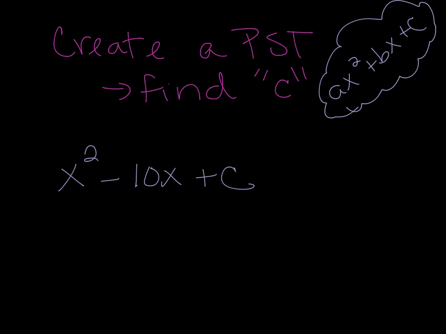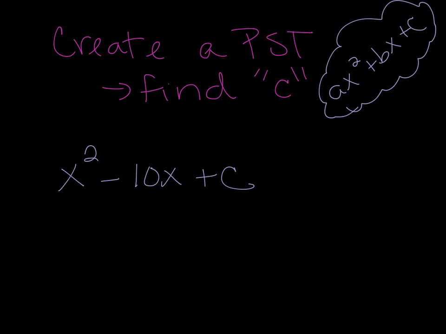Alright, so what we're going to be challenged with today is creating a perfect square trinomial if we're only given the first two parts of our polynomial. So here we're given x squared and a negative 10x. If you remember from your quadratic function, ax squared plus bx plus c, what we're given is the ax squared and the bx, but what we need to find, what's missing, is c.